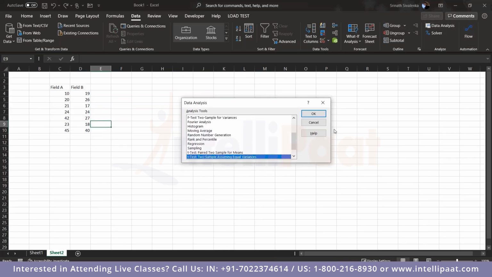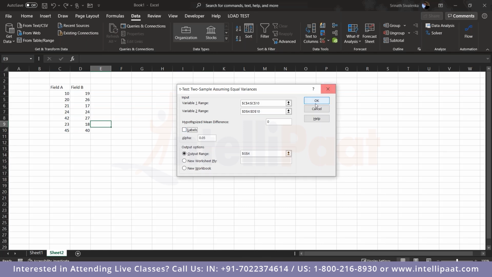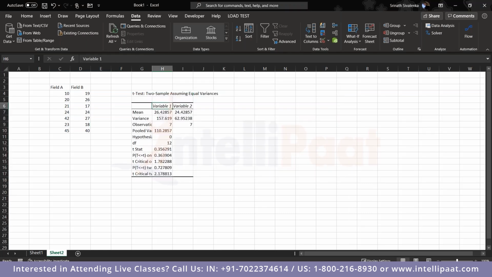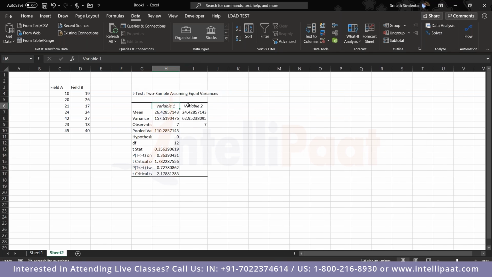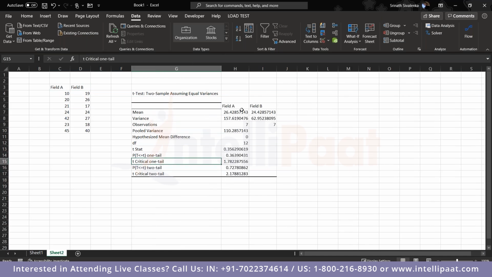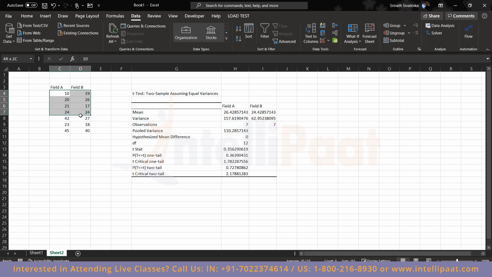Data analysis. Okay, let me click this off. I could have selected it from the top, but that's okay. Variable 1, variable 2. This is basically field A and field B, right? So for field A, this is the mean of field A, mean of field B, and variance of field A and variance of field B. And these are both the variances of field A and field B. Observations, 7 observations each. Pooled variance is basically together the variance of all the data points put together.